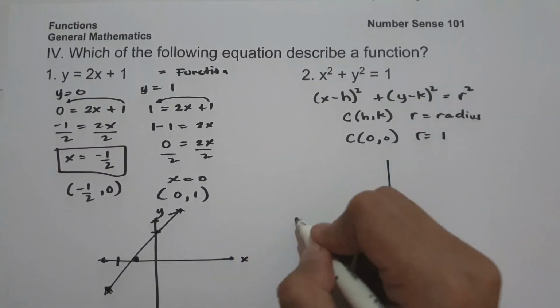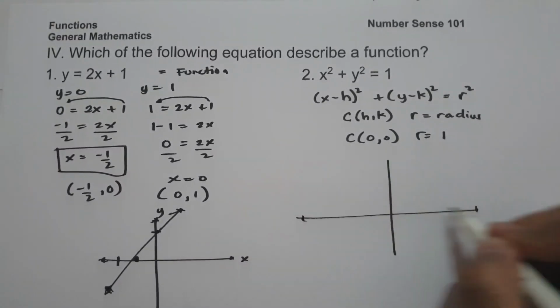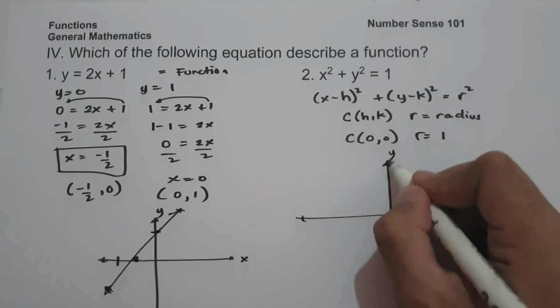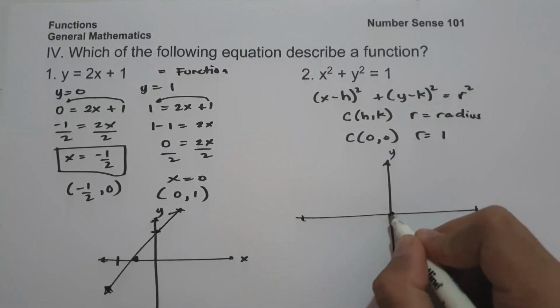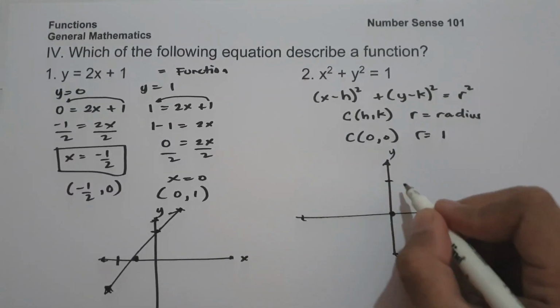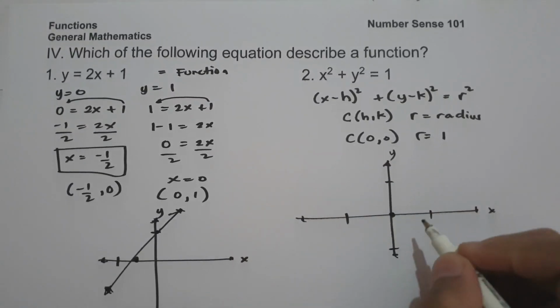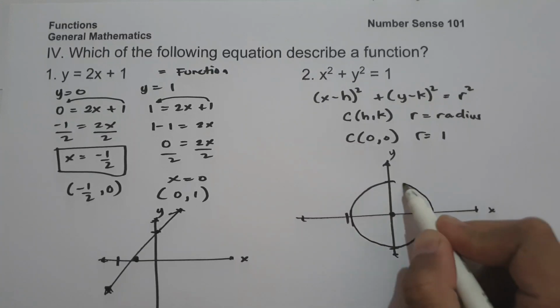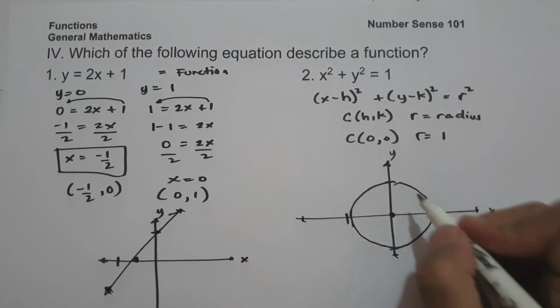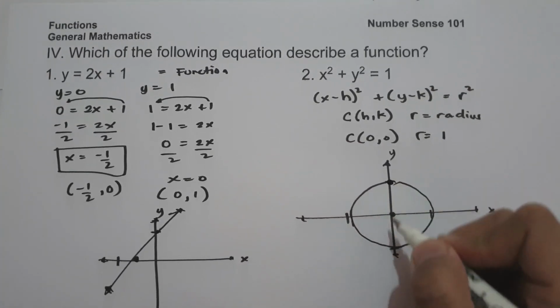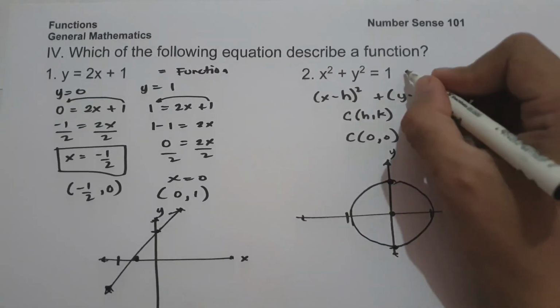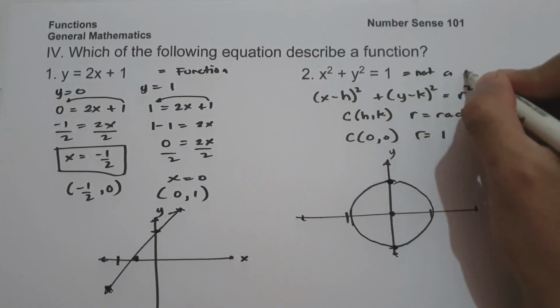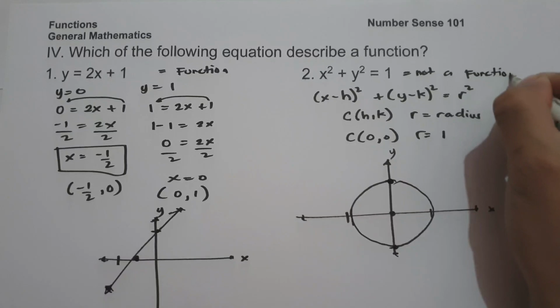So if we are going to graph this one, let us have the x-axis and y-axis. So this will be our center, and this will be the measure of our radius, that is 1. So as you can see, our graph intersects the vertical line twice. So this equation is not a function.